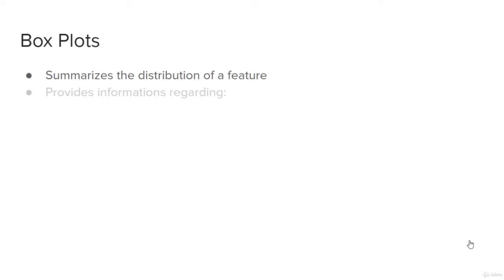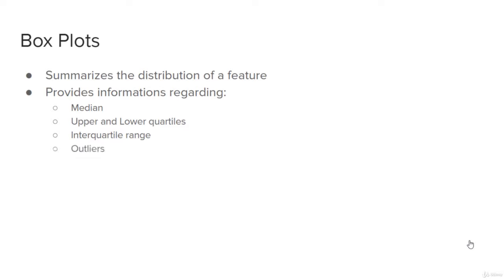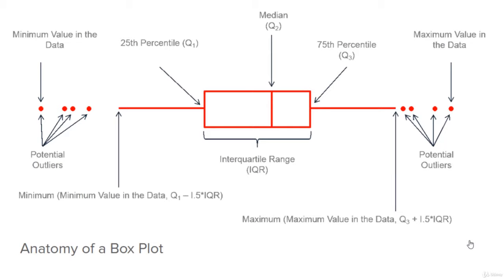So let's talk about box plots. Box plots are used to summarize the distribution of a feature. They provide us with a lot of information. For example, they give us the median of the set of values. They provide the upper and lower quartile values, which we can use to calculate the interquartile range. And last but not least, they can also give us information about the potential outliers in the dataset. So the box plot looks like this.